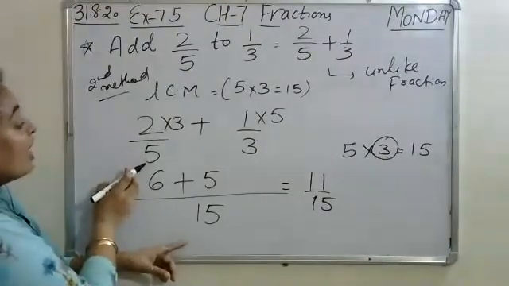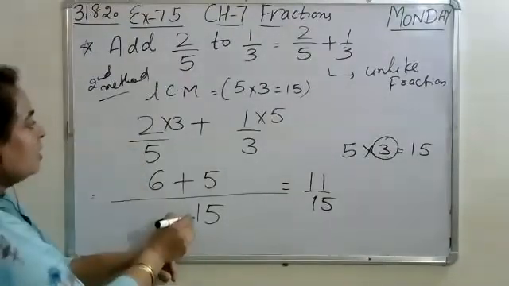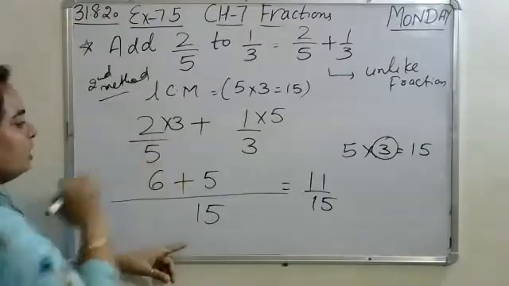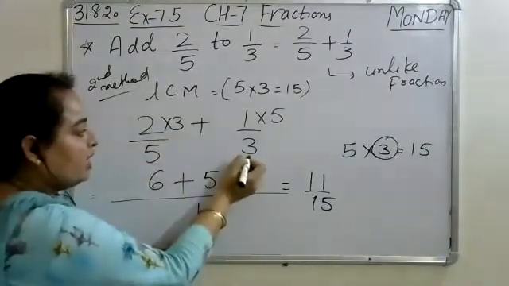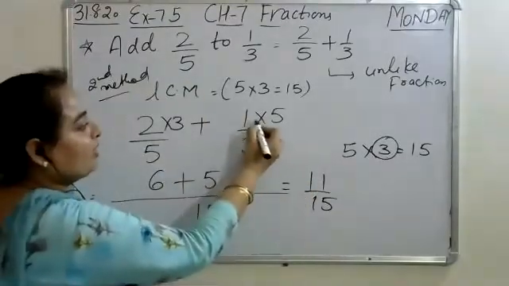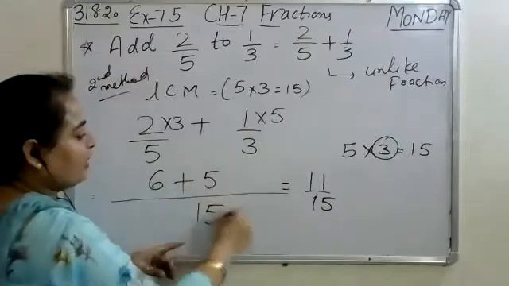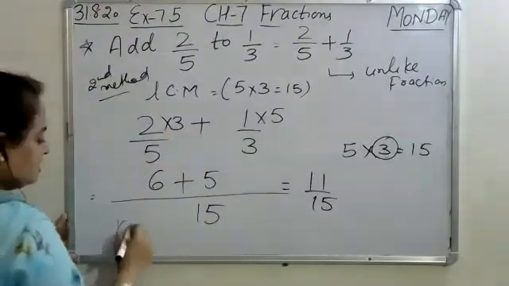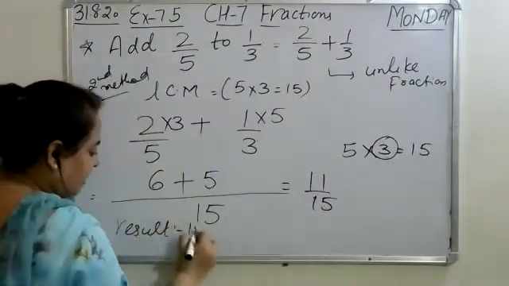In the table of 5, 5 threes are 15. So you will multiply 2 with 3. In the table of 3, 3 fives are 15. So the upper number, the numerator, you will multiply by 5. So 6 plus 5 is equal to 11. So in the result you will write 11 by 5.